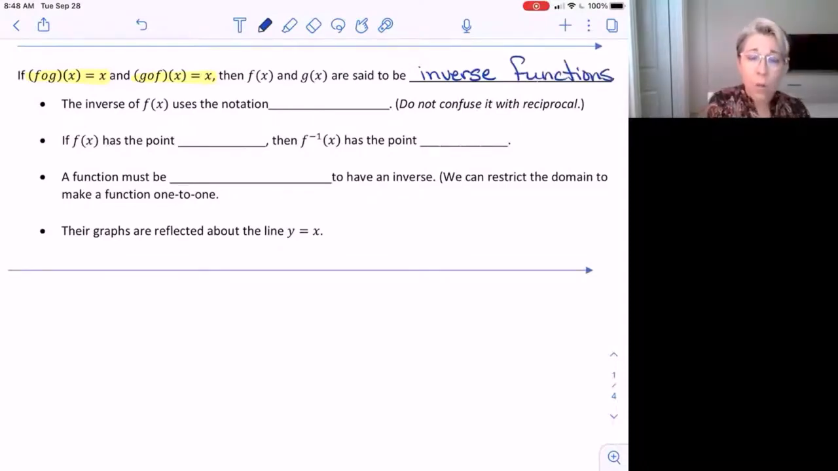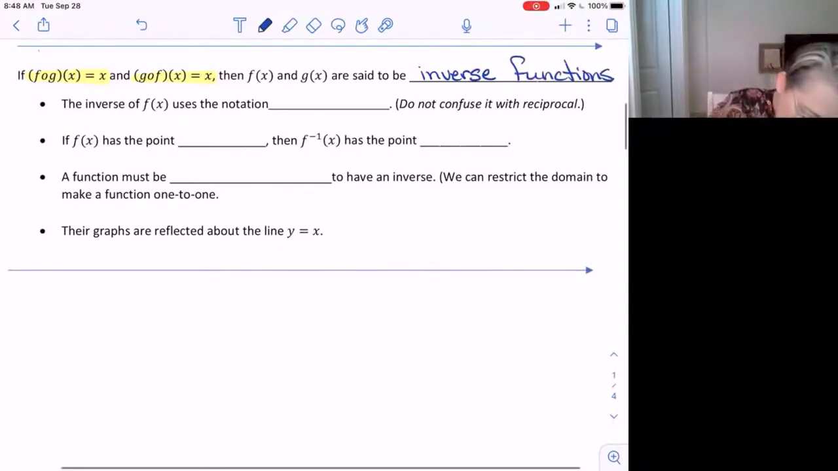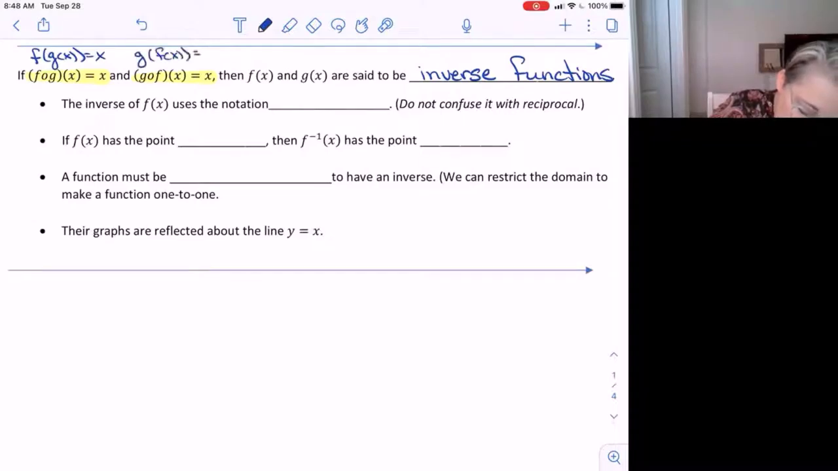Now, a quick recall: the composition of functions means if we had f, we plugged in the g function into it, and then if we had the g function, we plugged f into that. So you have to do it both ways and get x back, or your input variable, whatever it is, every single time. Just like we have inverse operations, addition and subtraction, multiplication and division, we also have inverse functions.